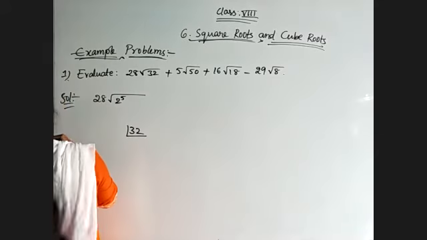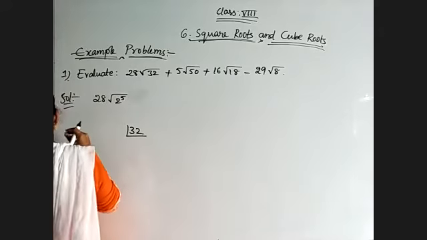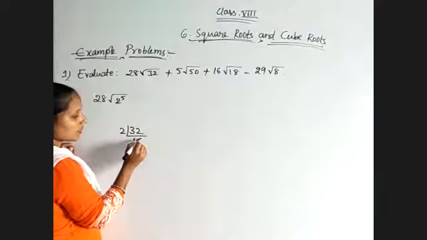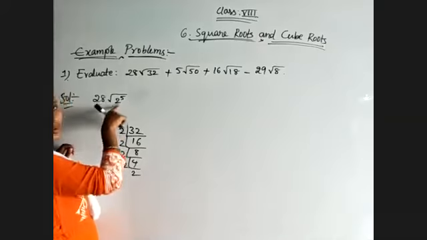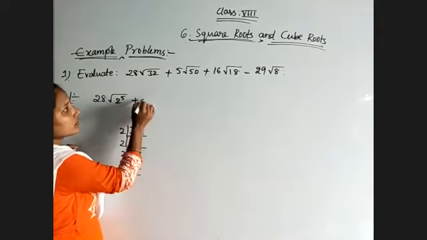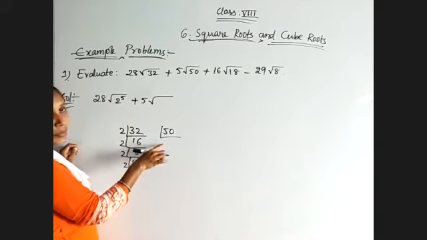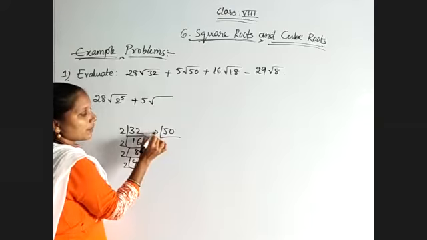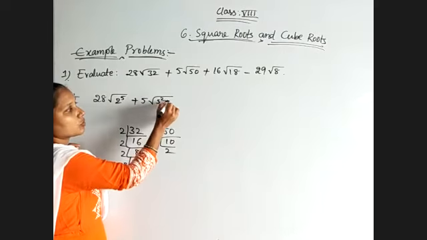2 to the power of 5 we will get. Just observe: 2 ones are 2, 2 sixes are 12, 2 eights are 16, 2 fours are 8, 2 twos are 4, so 1 2 3 4 5, 2 to the power of 5. Plus 5 root 50. So do the prime factorization of 50 to find the root value. What will we get? 5 tens are 50, 5 twos are 10. Means 5 square into 2 power 1.